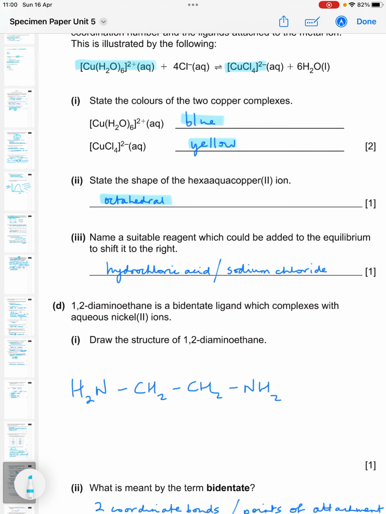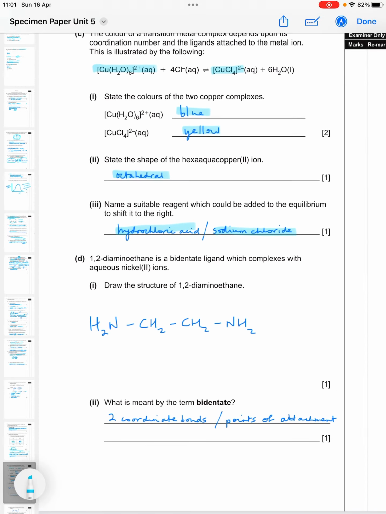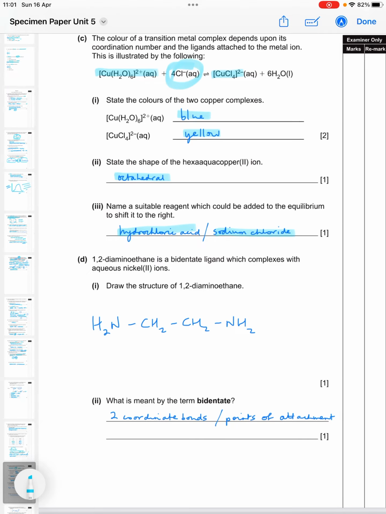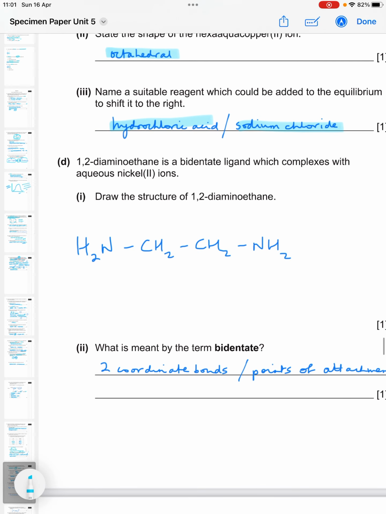The shape of the hexaaquacopper(II) is octahedral. Anything with a coordination number of 6 is going to be octahedral. Then name a suitable reagent which could be added to the equilibrium to shift it to the right. So either hydrochloric acid or sodium chloride, something which is going to give you these chloride ions, which will displace the water as a ligand.